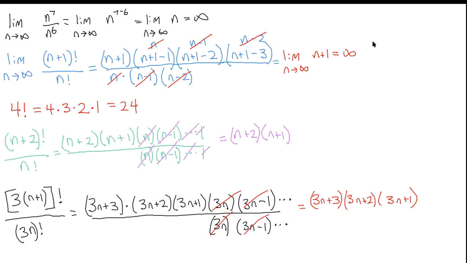All right. So let's try another type of problem. Let's try this one. 7 to the power of n plus 3, all of this divided by 7 to the power of n plus 1. How do I reduce this type of fraction?